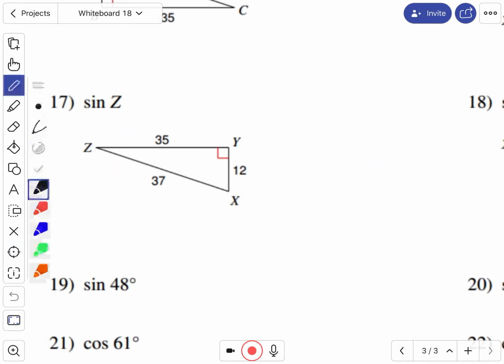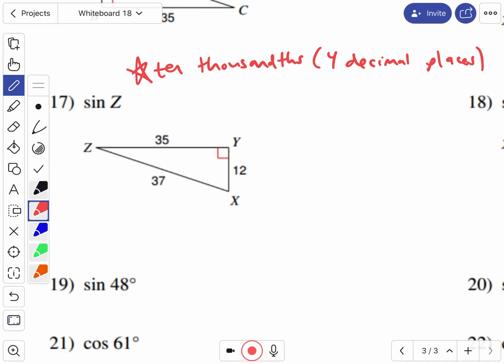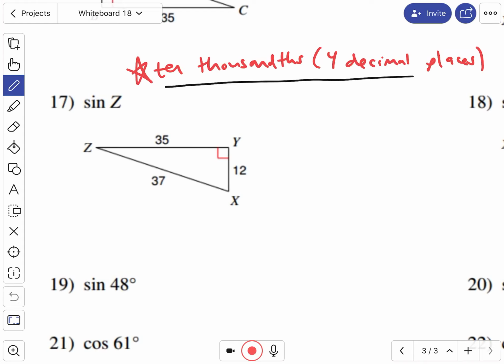Okay, so the last one I want to go over is number 17. Now this one has to be to the nearest 10,000ths. The directions are to round it, which is 4 decimal places. Okay, so 4 numbers after the decimal. That's the key for this one. For 10, I believe it's 11 through 22. You're going to have to do the same thing here.